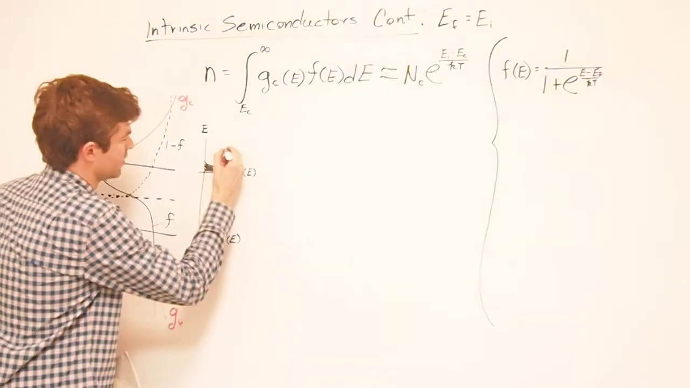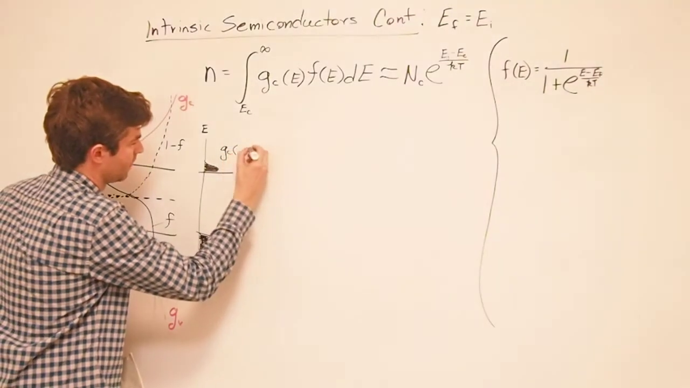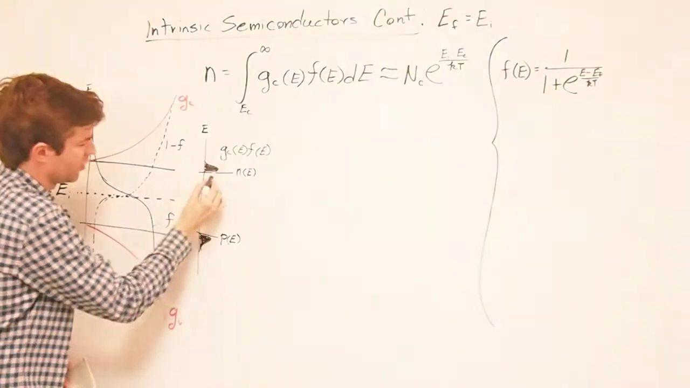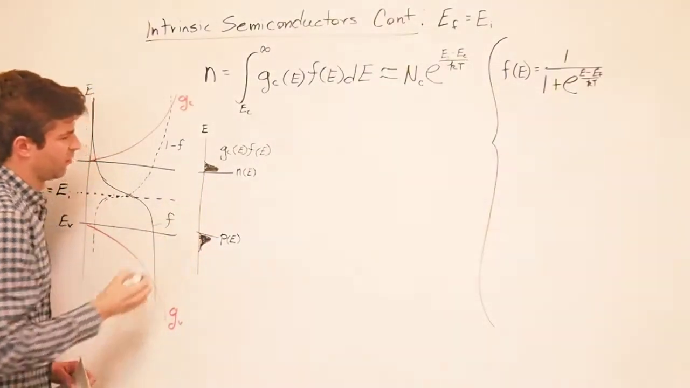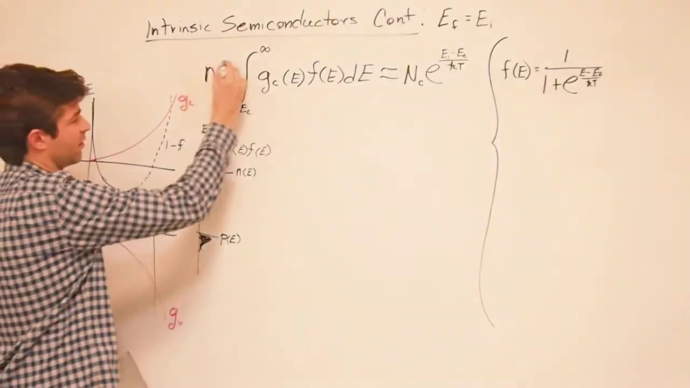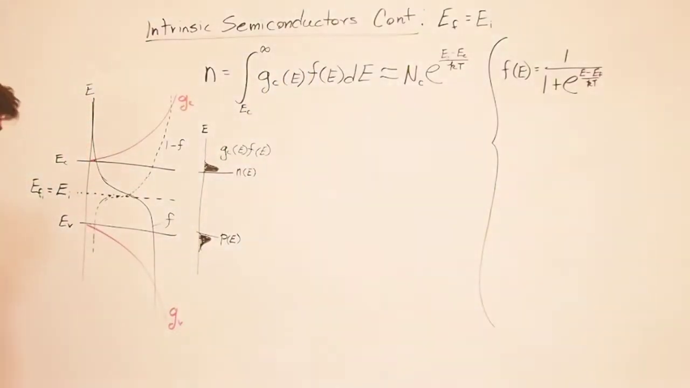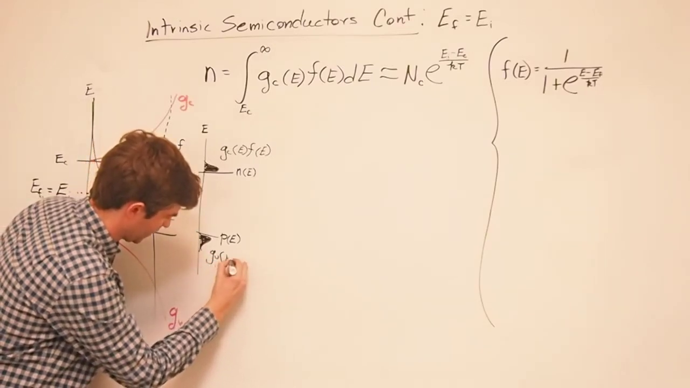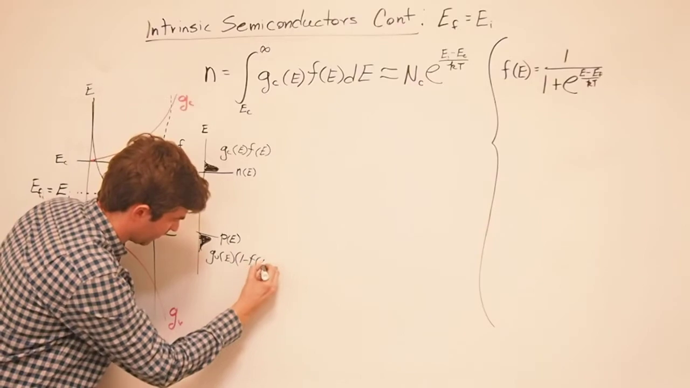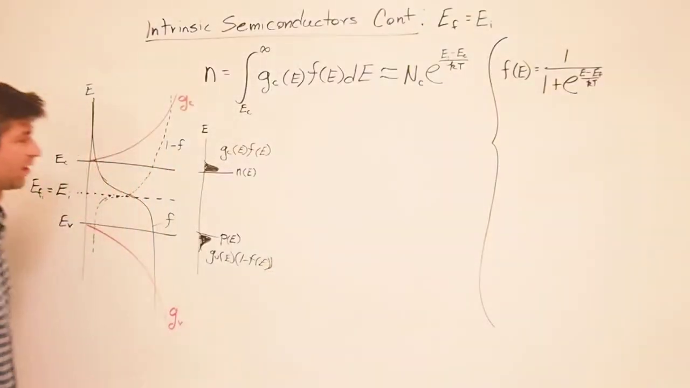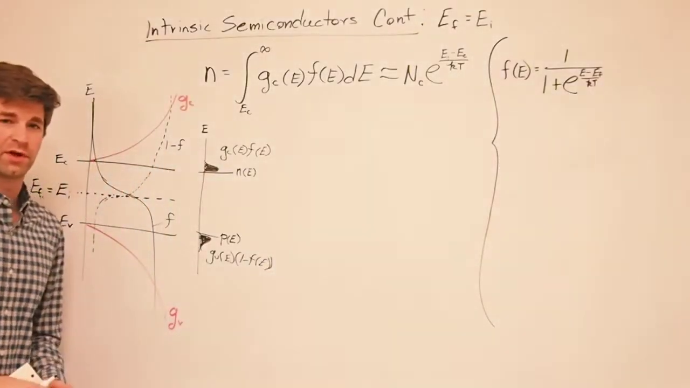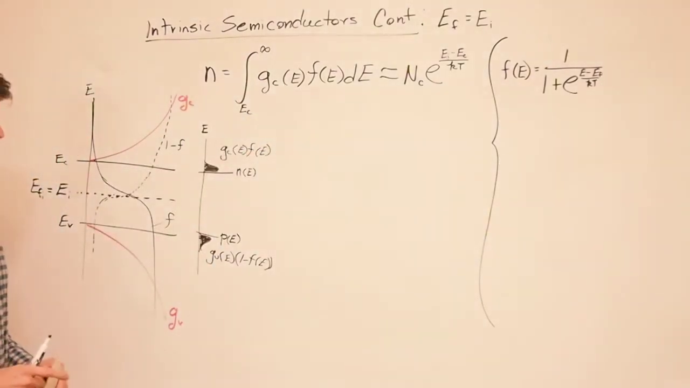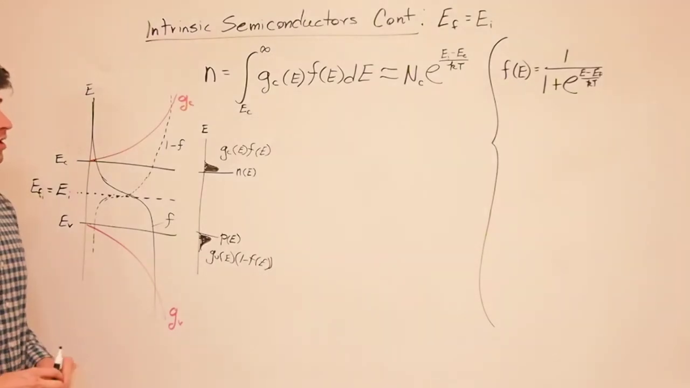Again, this is G of C times F of E. If we integrate over this whole volume right here, we get the number of electrons, N. And similarly, this is holes right here, which is GV of E times 1 minus F of E. I'm not going to go through the whole derivation with holes. If you understood how to do this, the part with holes should be relatively simple. Not a whole lot changes.